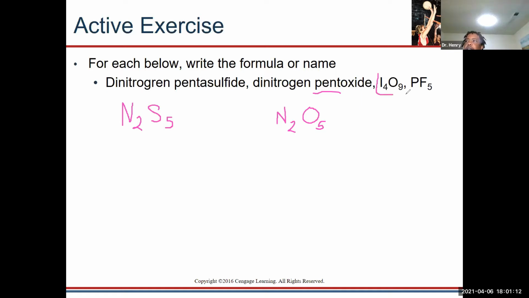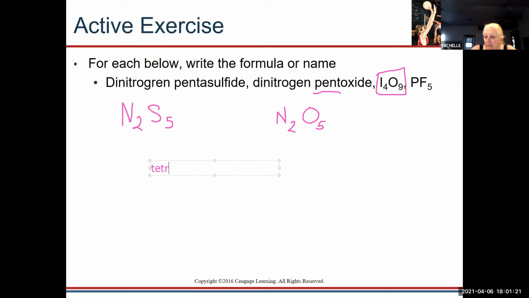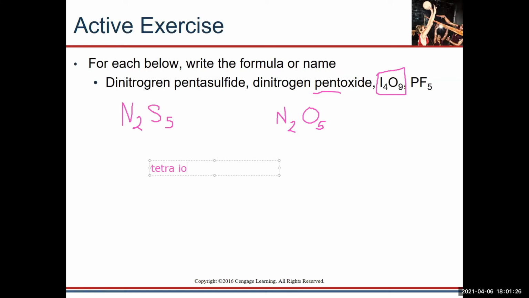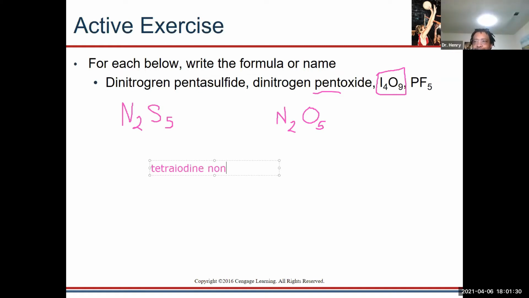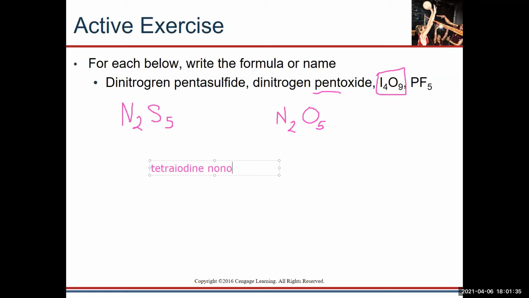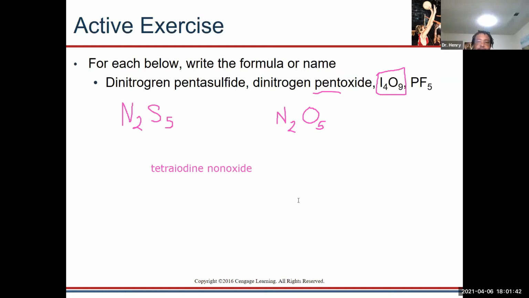So what about this guy? What is that guy's name? Would be tetraiodine. Is that how you would do that? And then nonaoxide. You said nonoxide. Nonoxide. Yes. Okay, simple. Piece of cake.